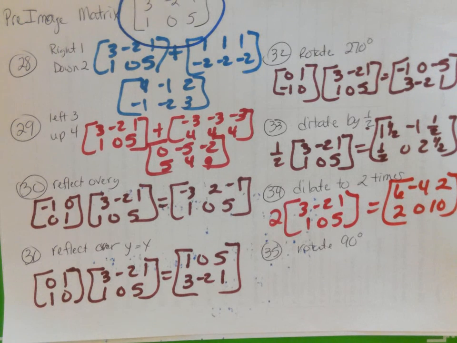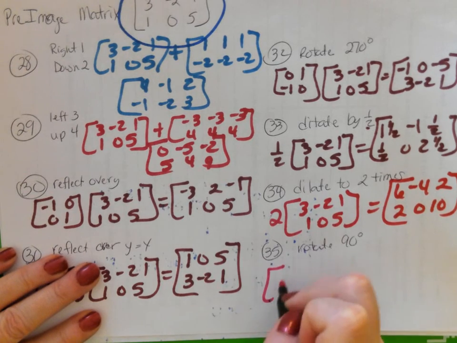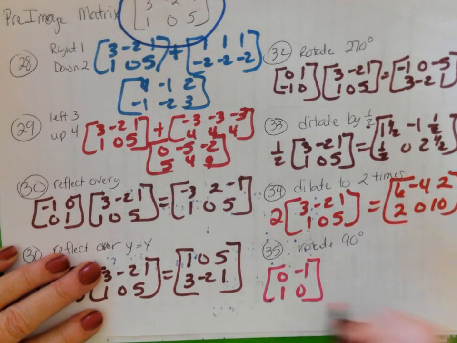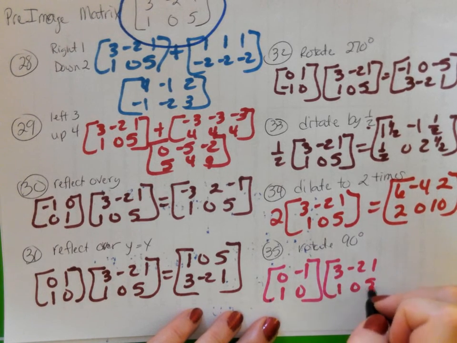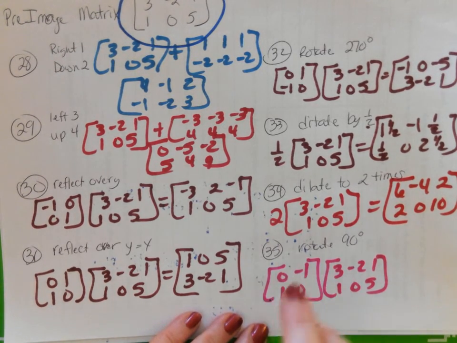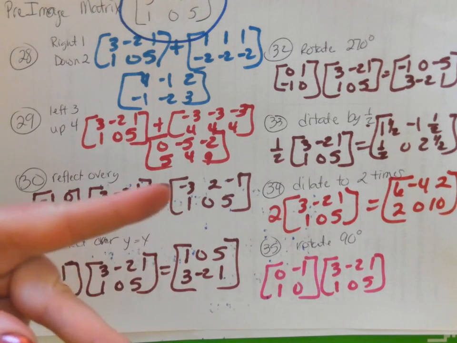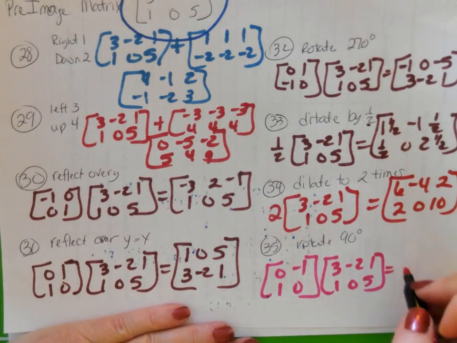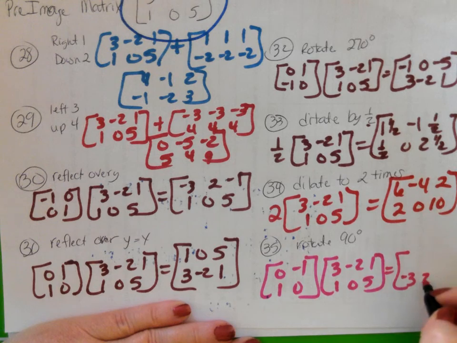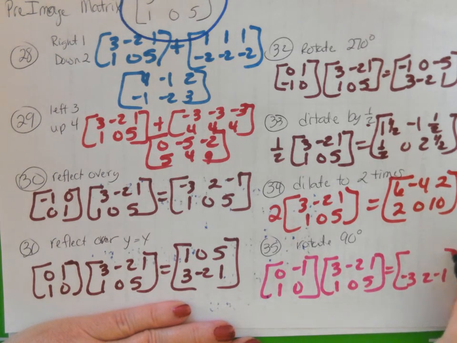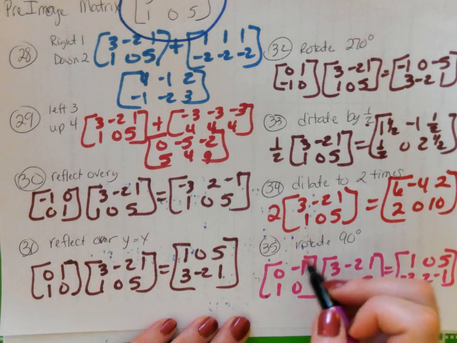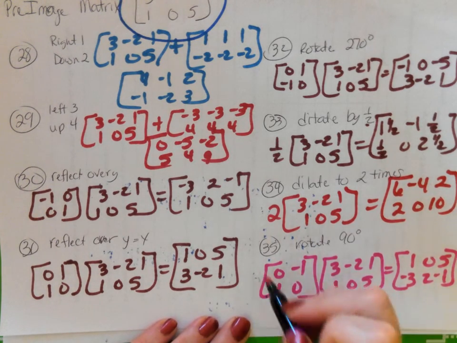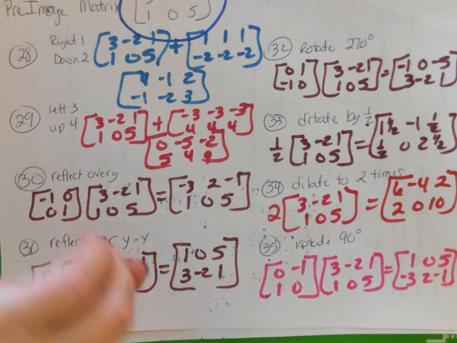Rotating 90 degrees. Again, I'm going back. The rotation is 0, negative 1, 1, 0. I'm multiplying by 3, negative 2, 1, 1, 0, 5. Okay, they've switched here, so that means the rows are going to switch, and the top row this time is going to be negative. So we do this, negative 3, 2, 1, nope, negative 1, and 1, 0, 5. Because these are in this diagonal instead of this diagonal, the rows flip.